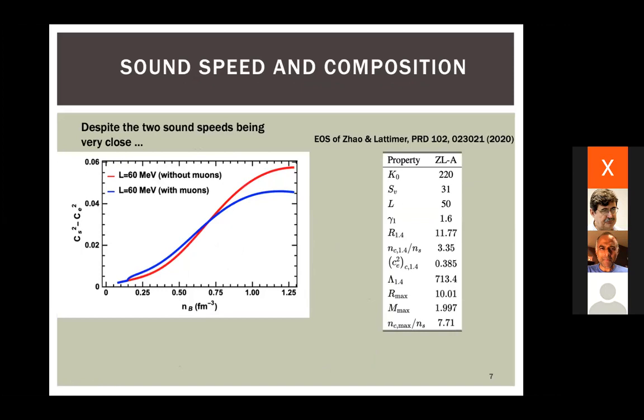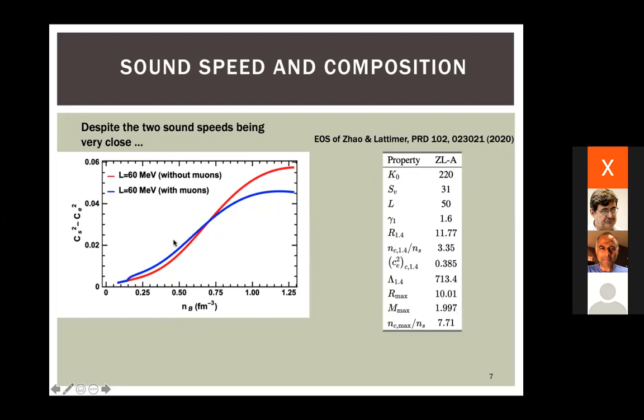So we chose a particular equation of state that was recently proposed by Zhao and Lattimer. So you can see some of the details here. This is just one set of parameters, and it's just representative. So you don't have to take it 100% seriously. For example, the maximum mass here does not meet the 2 solar mass constraint, but again, we do have parameters that can reach that. So basically one chooses some set of nuclear parameters that are in reasonable agreement with observations, and then computes the sound speeds.